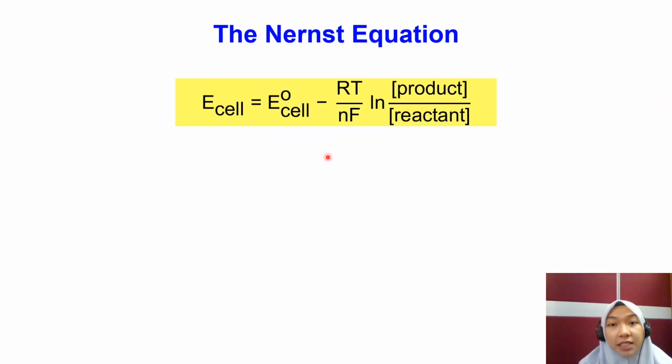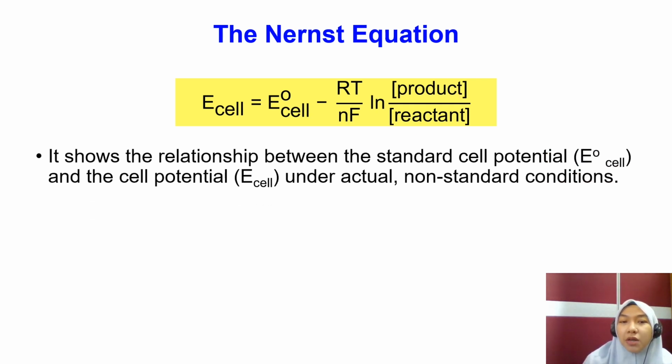So this is the Nernst equation. E cell equals E naught cell minus RT over nF, ln concentration of product over concentration of reactant. So bear in mind, it's actually the reaction quotient, Q, which you earlier learned in chapter 6, semester 1.